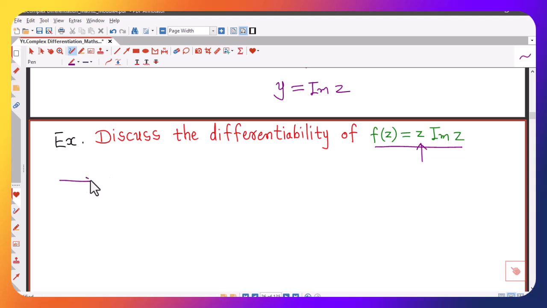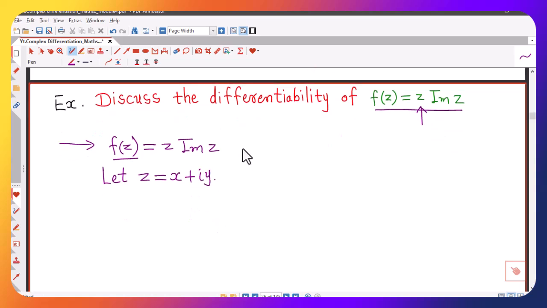As usual, first we write down the given function. It is f of z equal to z times imaginary part of z. Then we will try to find the real and imaginary parts of this complex function f of z. For that we take z equal to x plus iy in the formula of f of z. So we put z equal to x plus iy in the right hand side.